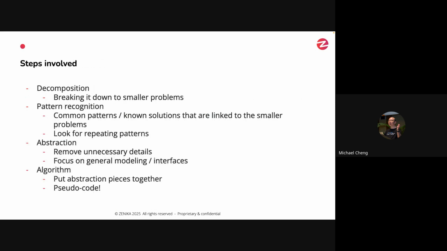So what exactly are the steps involved in computational thinking? The first step is decomposition, where you break the problem down into smaller problems. Followed by pattern recognition, where you look for common or repeating patterns. Then abstraction, where you remove the unnecessary details and focus on the general modeling or interfaces. And finally, the algorithm, which is to write pseudocode. So not necessarily TypeScript or Golang code or anything like that.